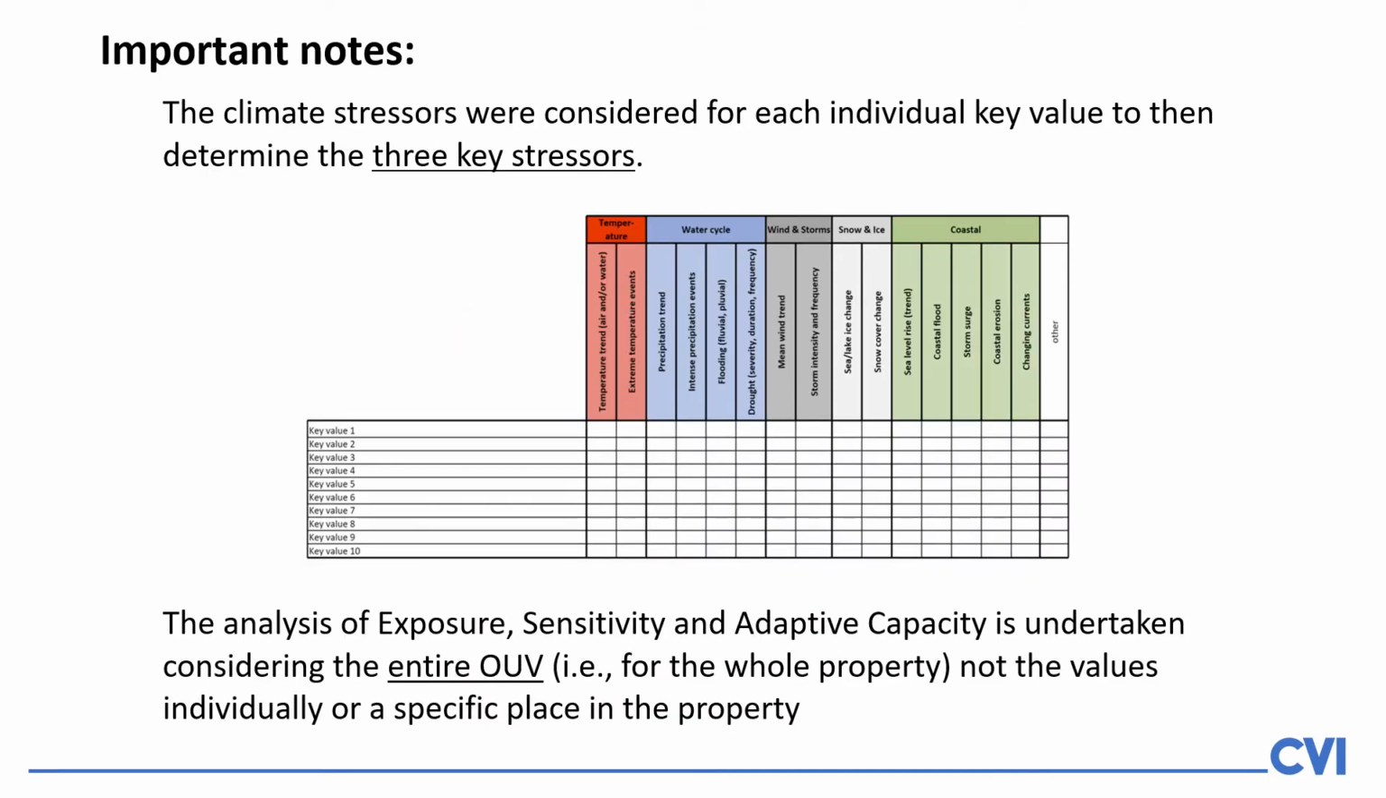One of the things that Scott took you through was looking at the individual key values and then determining the three key stresses. Now, this has been an important part of what we'll use in this first part of the OUV vulnerability. I also want to stress when we analyse exposure, sensitivity and adaptive capacity, we do it considering the entire property, looking at OUV in its entirety, not the values individually, nor at a specific place in the property.